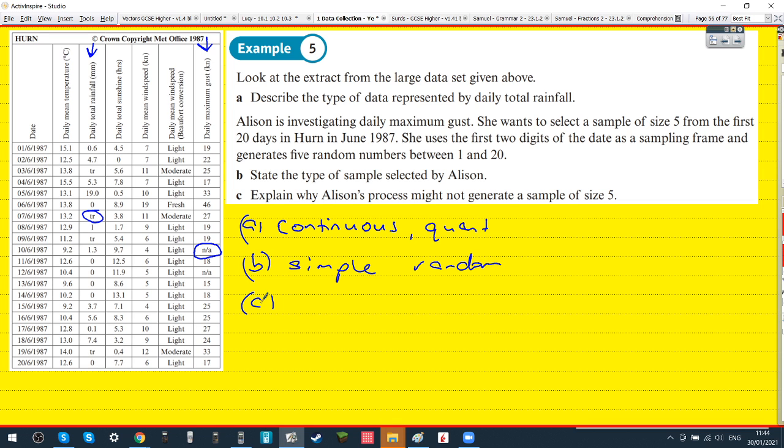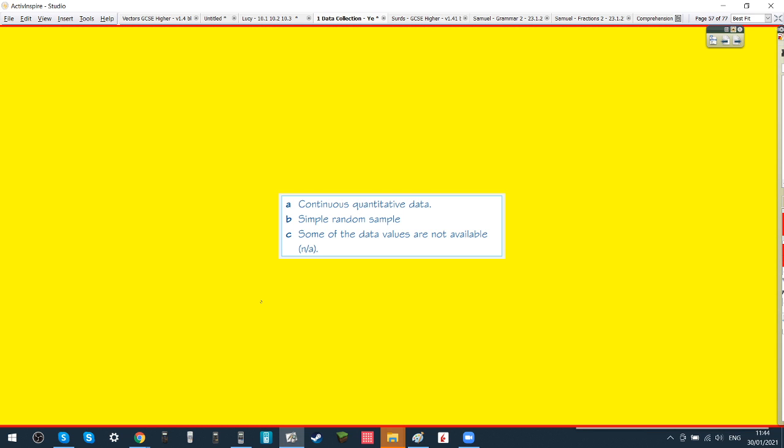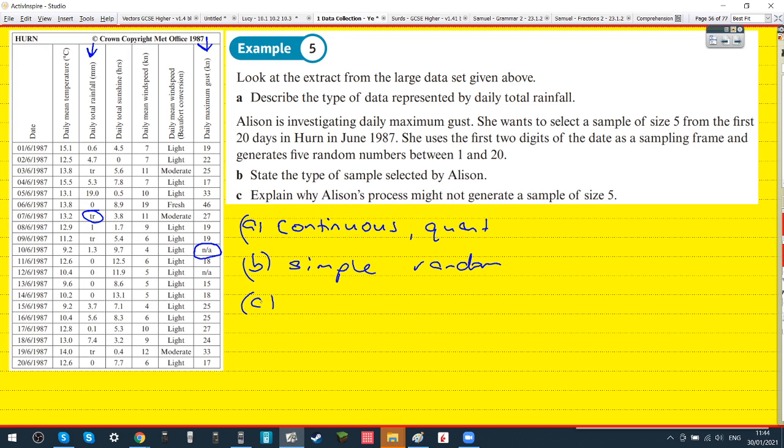Not applicable. Is that the same as 0? I think, let's see, some of the data values are not available. So that stands for not available. Maybe the data has been lost over time. If you see that NA in the data set, you need to know that the data for that day is not available. Okay.